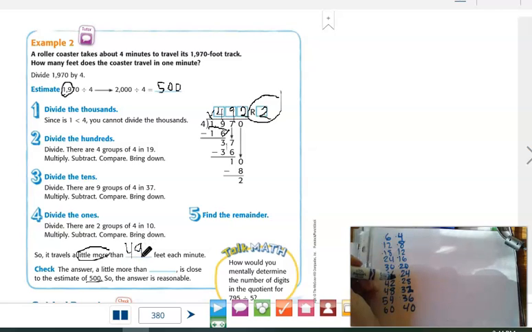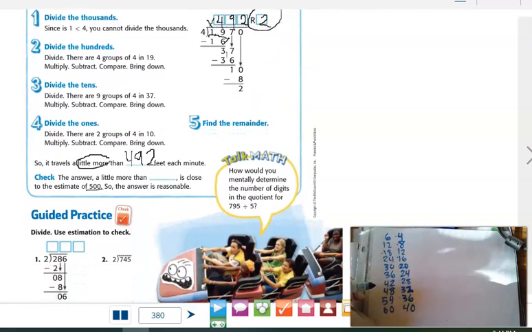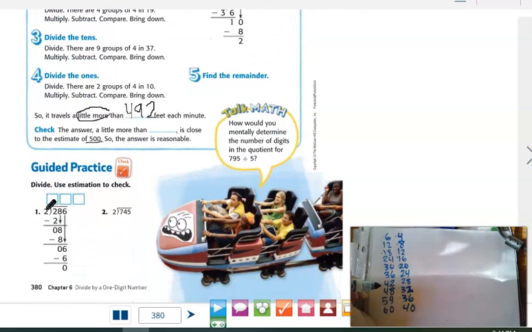And if we were to multiply 492 times 4 and then add in the 2, we would get 1,970. Since 492 is close to my estimate of 500, that means the answer is reasonable. All right, so now on to our own.